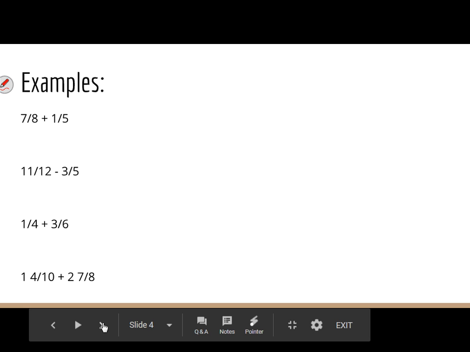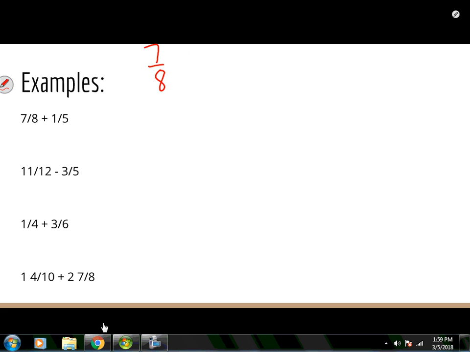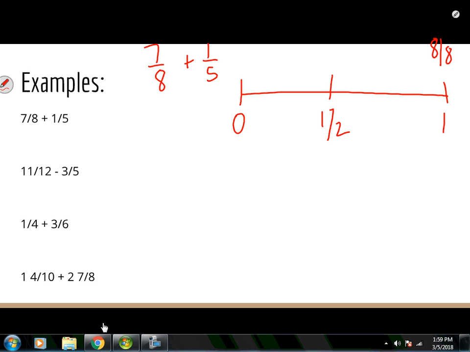If we have 7/8 plus 1/5, something I like to do is to create a number line. So we have 0, half, and then we have a whole. And we're saying 7/8. Well, I know a whole of 7/8 would be 8/8. Half of 8 would be 4, so 4/8. If we have 7/8, that's pretty close to our 8/8 or our whole. So 7/8 becomes 1.